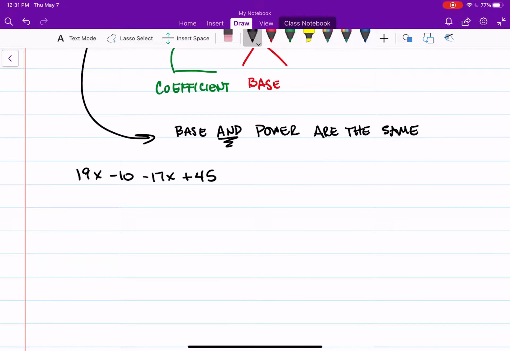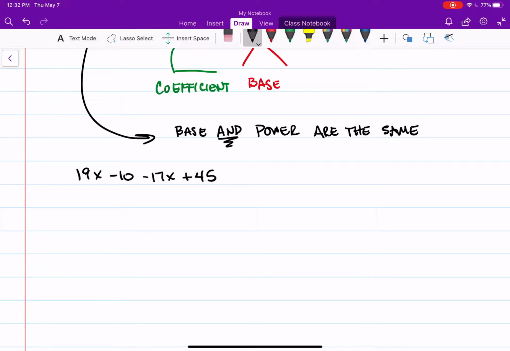Now, the other part I want to tell you is this. We often wonder if, let's say, for example, the 10, is that a positive 10 or a negative 10? Is that 17x a positive or negative? Is that 45 a positive or negative? Is that 19x a positive or negative? Okay? So I'm going to tell you to take the sign in front of the number as a value of that term.